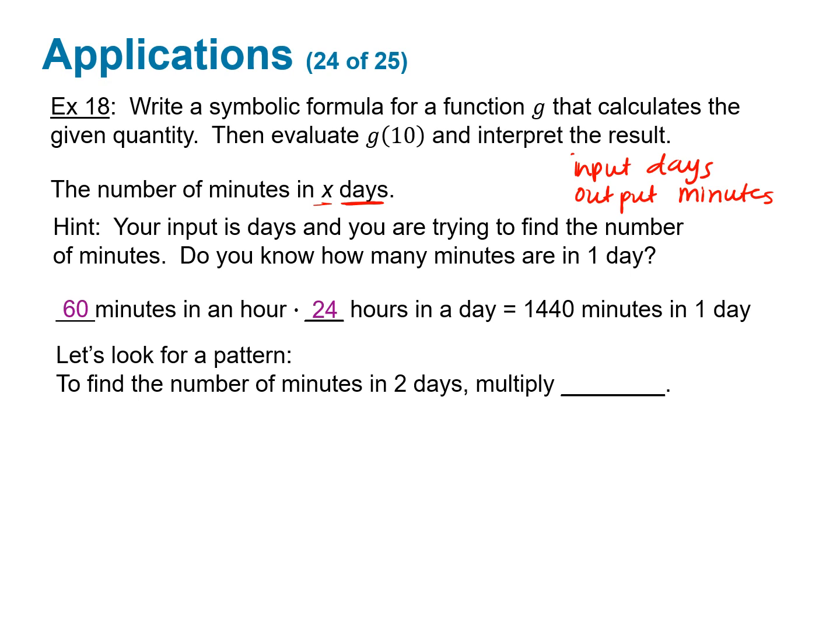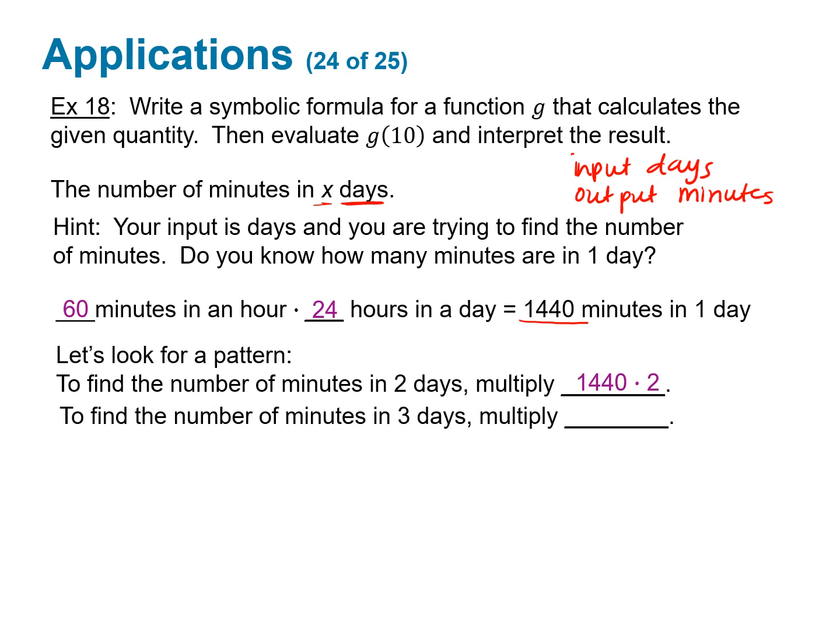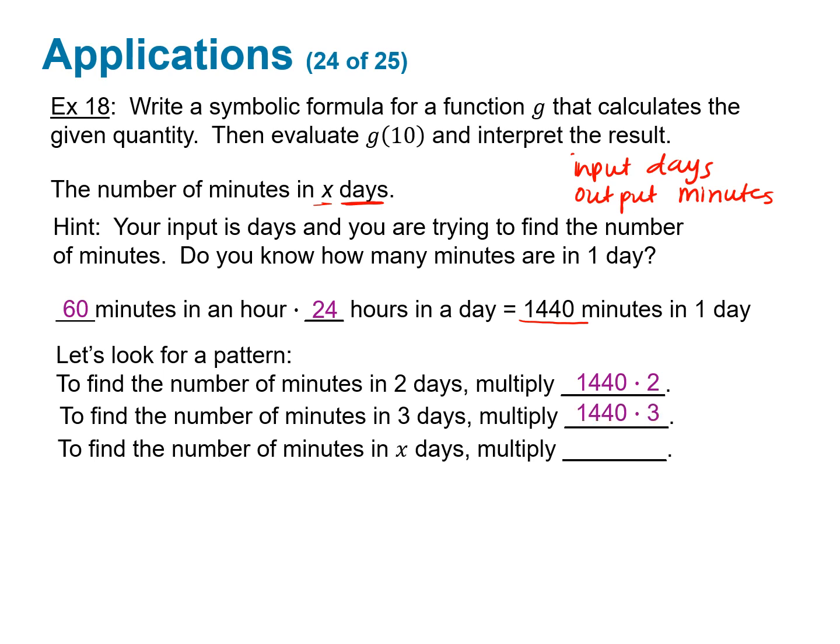Now we can look for a pattern. Well, if there's 2 days, we just multiply this number by 2. If there are 3 days, we multiply by 3. 4 days, we take that number and multiply by 4. So if there's x amount of days, we just take that 1440 and multiply by that number of days, which we represent with an x. So our function g of x equals 1440x.